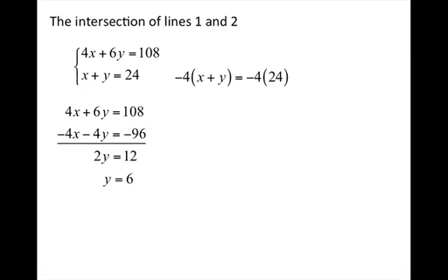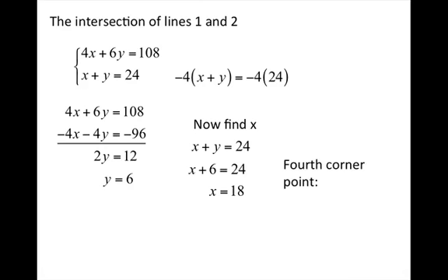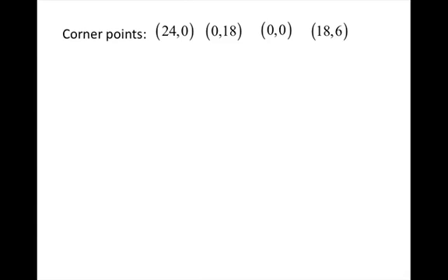So now that I have my y, I need to find my x. So go to any of the equations. I'm going to use the x plus y equals 24. If I replace y with 6, I get x plus 6 equals 24. Now subtract 6 from each side and I get x equals 18. So my fourth corner point is the ordered pair 18, 6. So my corner points are 24, 0; 0, 18; 0, 0; and 18, 6.